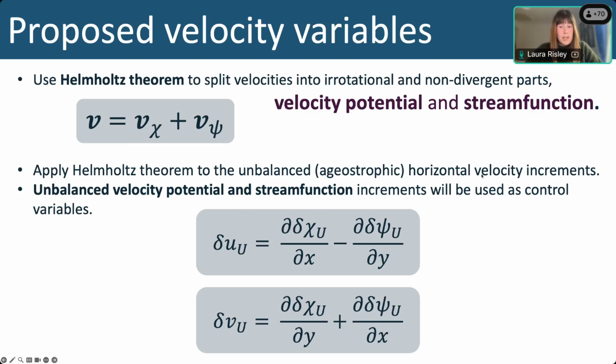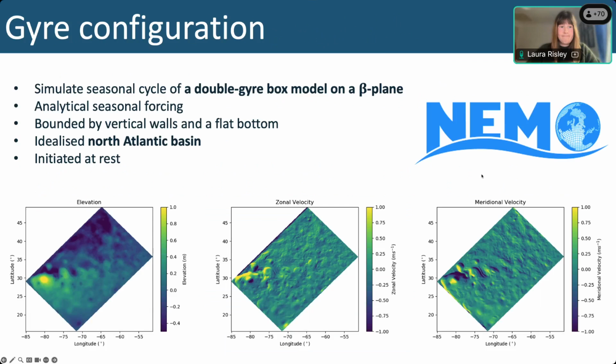So in my PhD, we tested these proposed control variables using the NEMOVAR framework. So we performed assimilation experiments in NEMOVAR, specifically using the gyre configuration of NEMO. The gyre configuration uses the primitive equations to simulate the seasonal cycle of a double gyre box model on a beta plane with analytical seasonal forcing, bounded by vertical walls and a flat bottom.